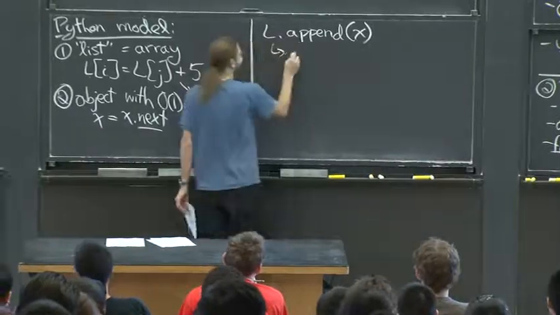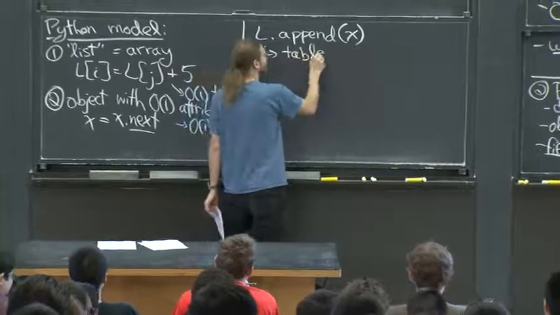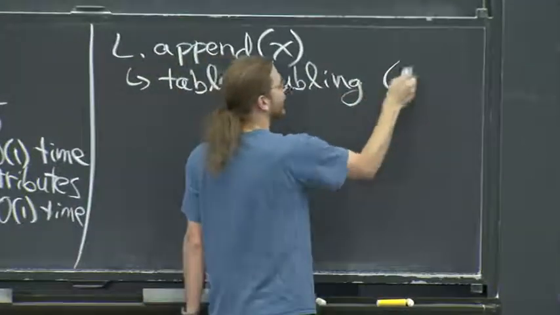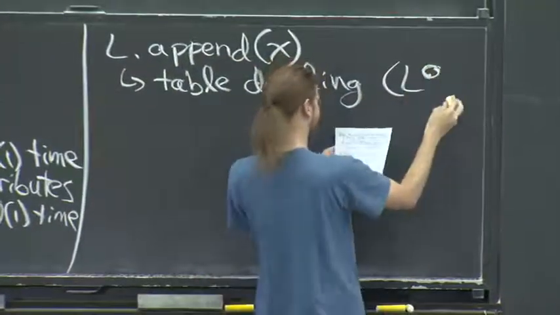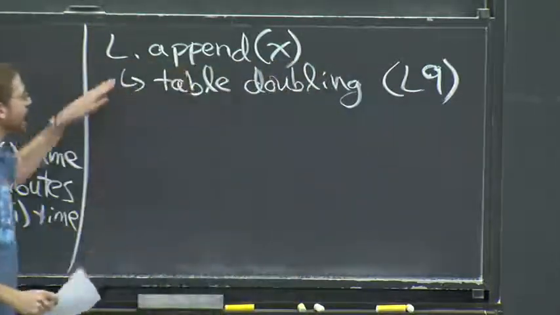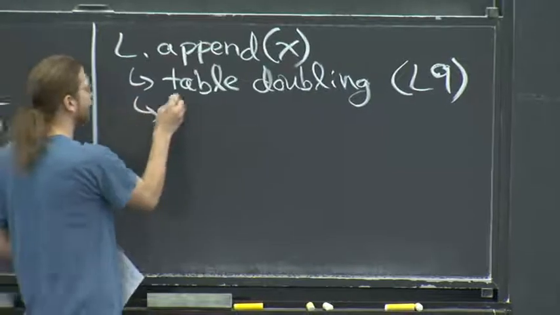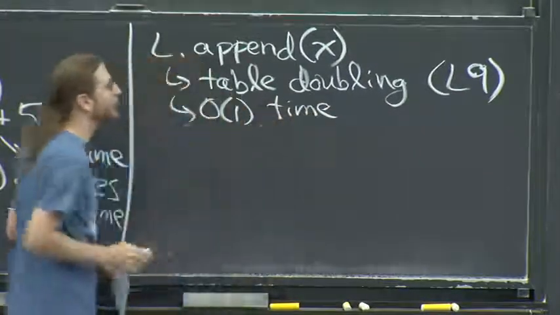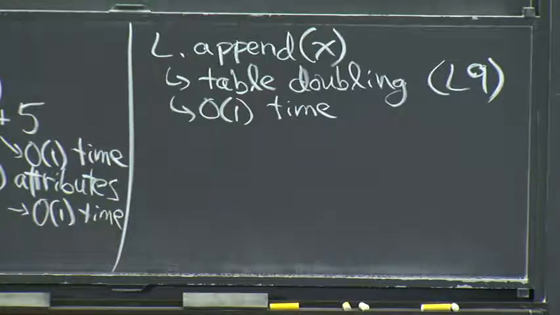It does something called table doubling. It's a very simple idea. You can almost guess it from the title. And if you go to lecture, is it 8 or 9? 9, sorry. You'll see how this can basically be done in constant time. There's a slight catch, but basically think of it as a constant time operation.